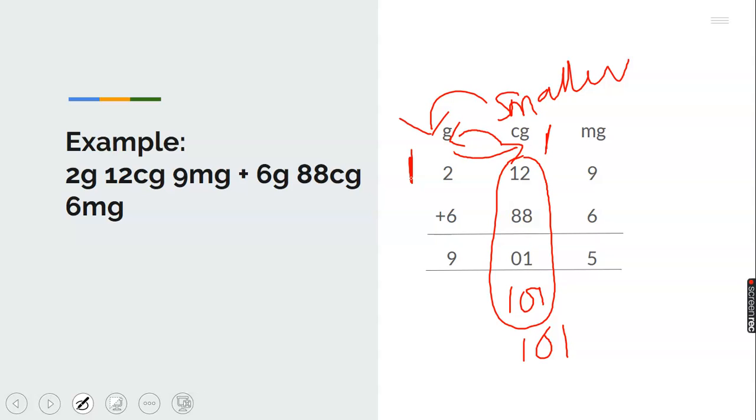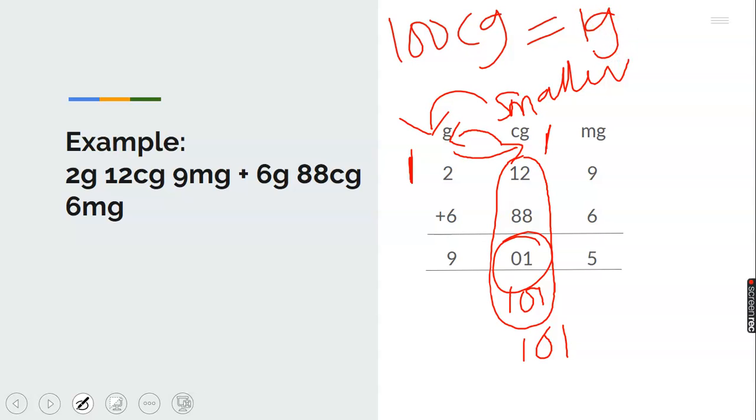Beautiful. 100 cannot fit in here. Remember, we said 100 centigram equal to 1 gram. 100 cg equals 1 gram. So that's why we have to bring this here. Okay, so by the time we have 101, we cannot put it here. Remember, 100 centigram equal to 1 gram. We're going to bring down 1 gram here, and we add it to this G here, 1.